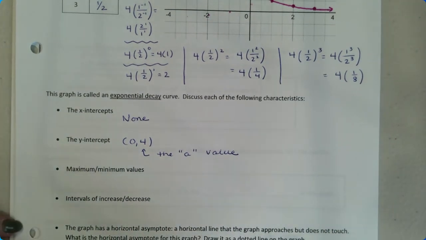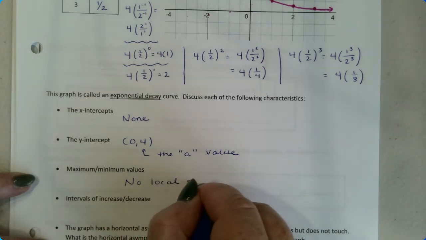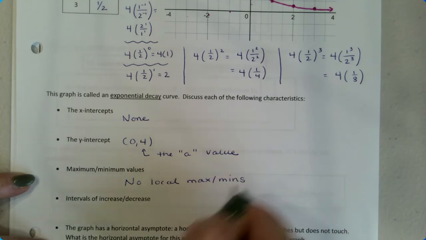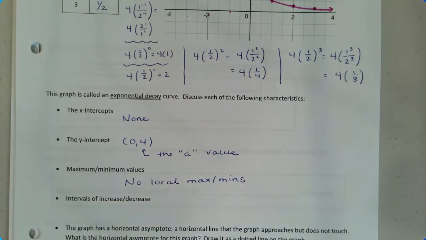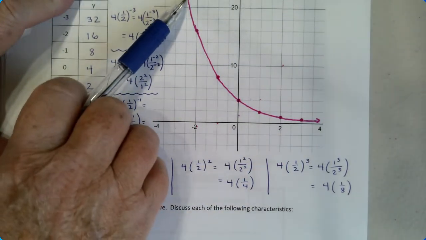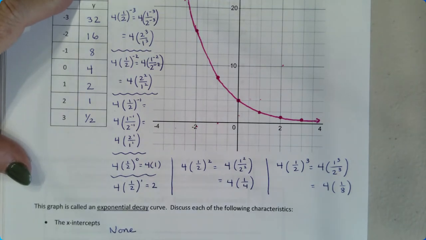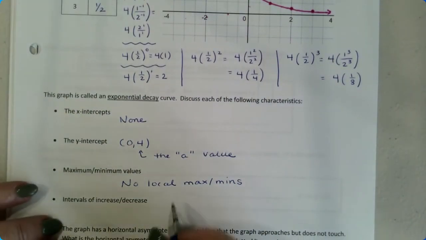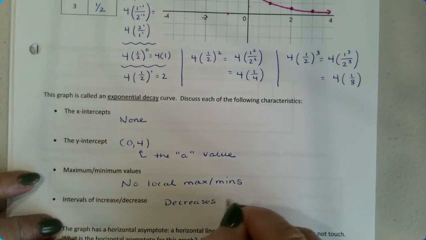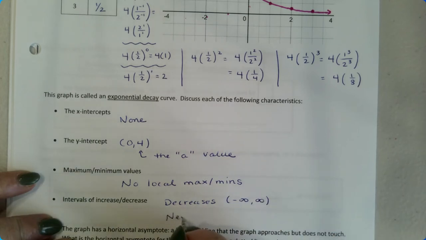Just like last time, there are no local maximums or no local minimums. In this graph, as far as increase and decrease, and we always read left to right, notice this one's going down all the time. It's always decreasing. So it decreases from negative infinity to infinity, but never increases.